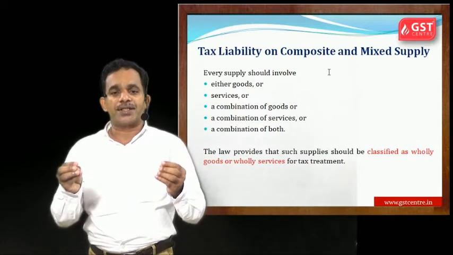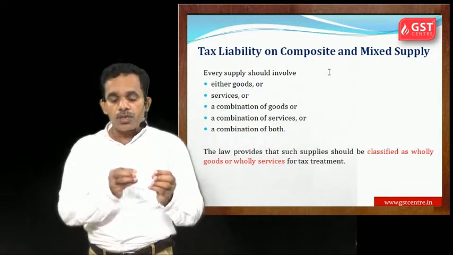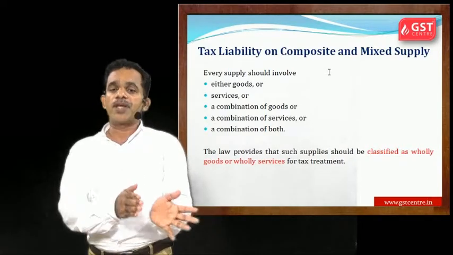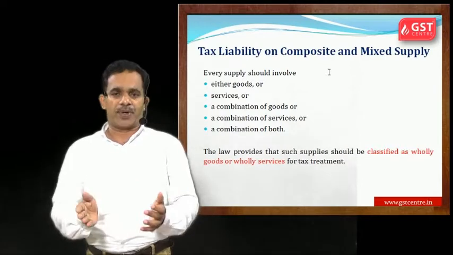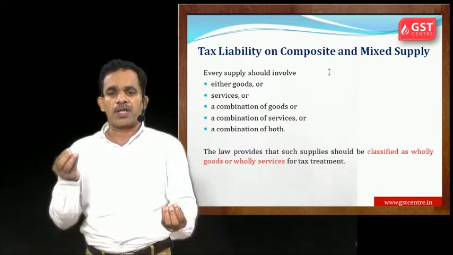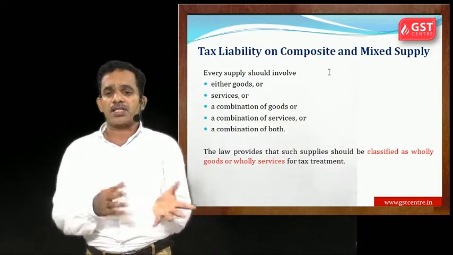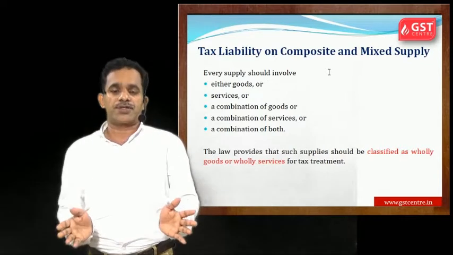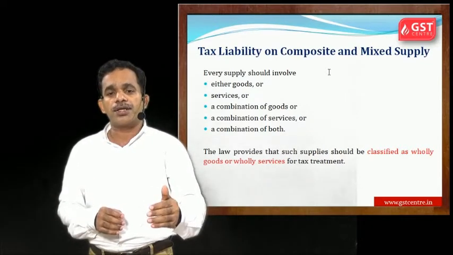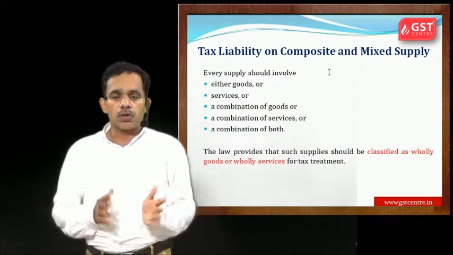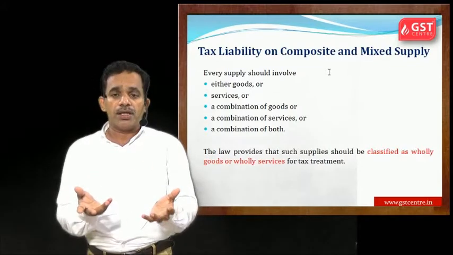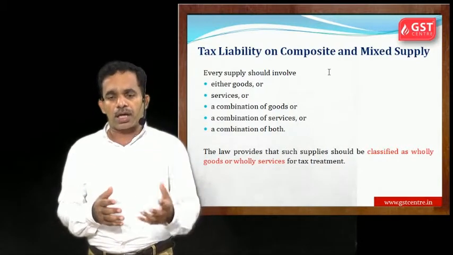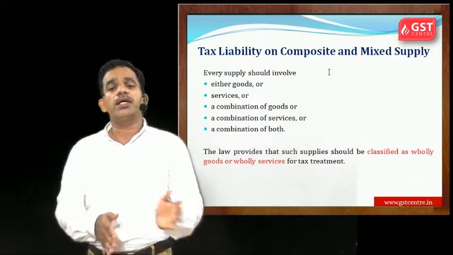So what are the specialties? This supply will involve goods or services, or a combination of goods or combination of services, or combination of both. That means goods plus services. These are called composite or mixed supply. It will include goods plus goods, or services plus goods, or services plus services, like that. Then the law provides that such supply should be classified as only goods or only services. In GST scenario, we should consider it either as goods or as services. So composite और mixed supply क्या होता है कि इसमें goods और services का combination होता है. और ऐसा करना है कि इसको अगर goods मानना है या services मानना है.